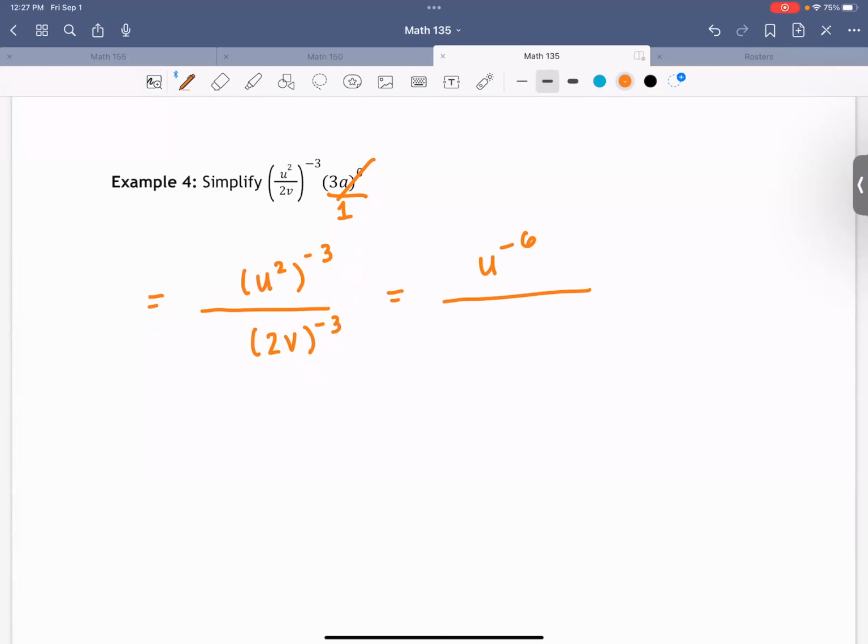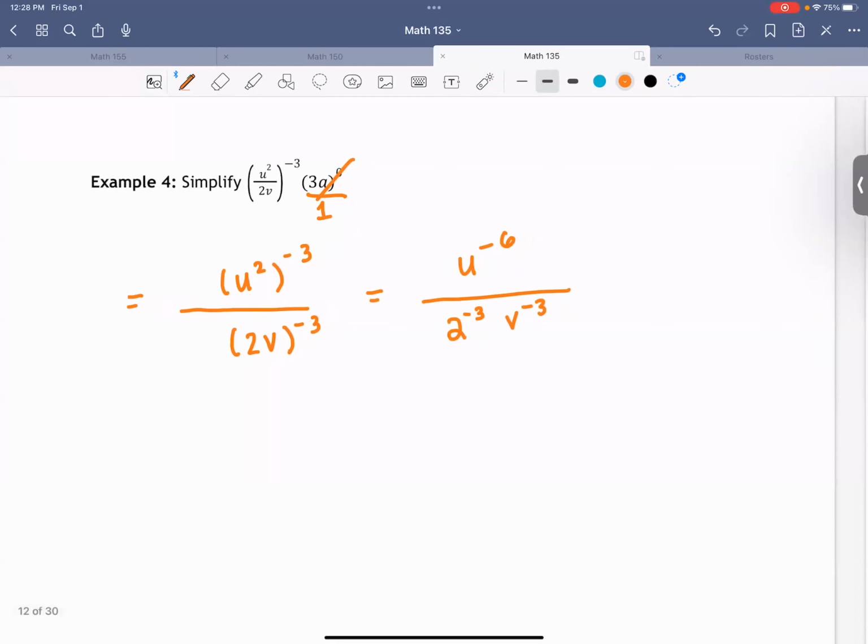On the bottom, we have to do something a little bit different. We don't multiply. What do we do? We don't add either. Yeah, we distribute, we give it to each of the terms, right? So the 2 gets the -3 and the v gets the -3 as well. Walking around, I did see some people forget to put the -3 on the 2. The -3 goes on everything, including the numbers as well.